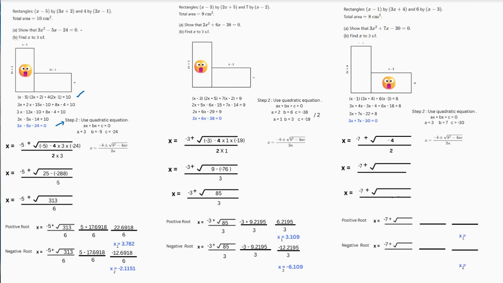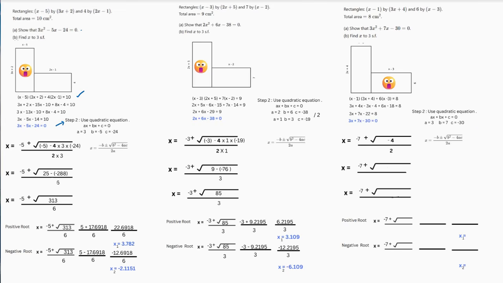Now step 2 is using our quadratic formula. For those watching this now who have watched the other video, you will understand this. So all we're doing is plugging in our A, which we know is 3, B, which we know is minus 5, and our C, which is negative 24. A, B, and C. And now we're just going to plug it into our formula.